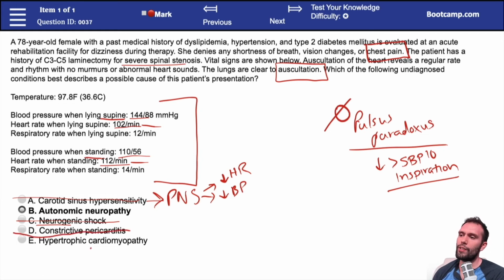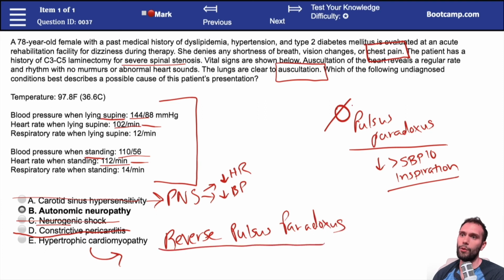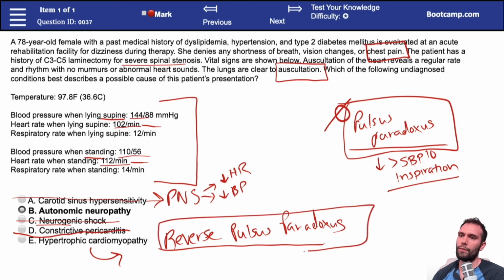Hypertrophic cardiomyopathy is mostly going to be in a younger patient. It's usually a teen who's playing a sport and then passes out, for example. And they're going to have very classic heart murmurs. I'll talk all about this in a future video. But the thing I just want to bring up here is that hypertrophic cardiomyopathy is classically associated with a reversed pulsus paradoxus. There's actually quite a few conditions where you can see pulsus paradoxus, but reverse pulsus paradoxus is very, very classic for HOCM. This is where you see an increase in the systolic blood pressure, but this would not be classic, especially in a 78-year-old female.